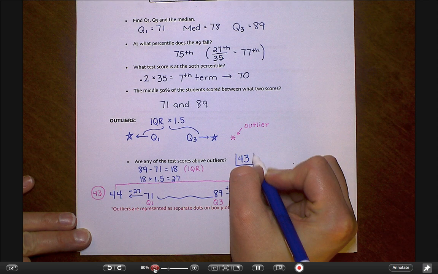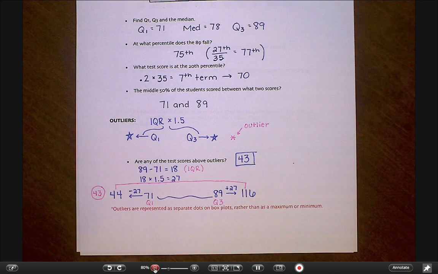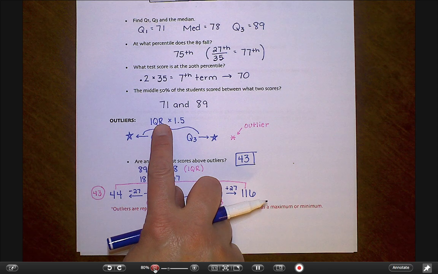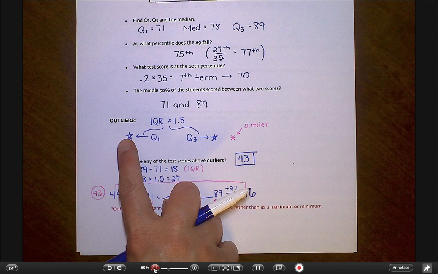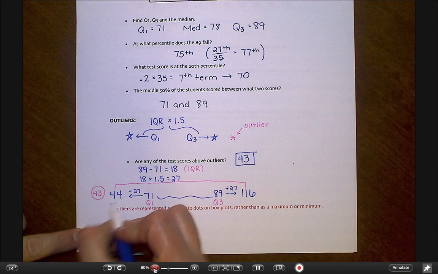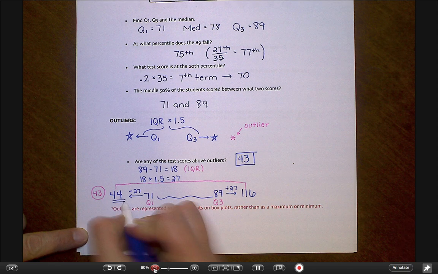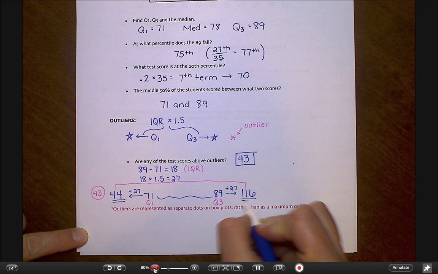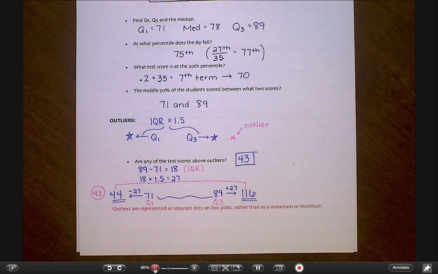So that's how we do that calculation: we do 1.5 times the IQR, we subtract it from Q1, and we add it to Q3. That gives us our range of numbers that our data set should fall between. I usually call it the acceptable range for our data set. And if anything falls outside of that range, that's when we can call it an outlier.